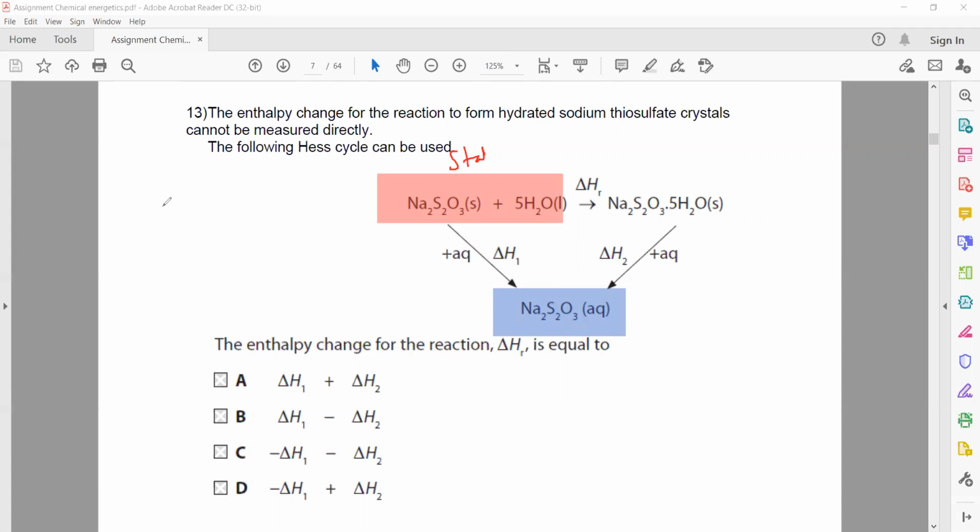So ΔHR, the enthalpy of reaction, plus ΔH2 is equal to ΔH1, but we need ΔHR, so ΔH2 will go to the other side, so it will be ΔH1 minus ΔH2.